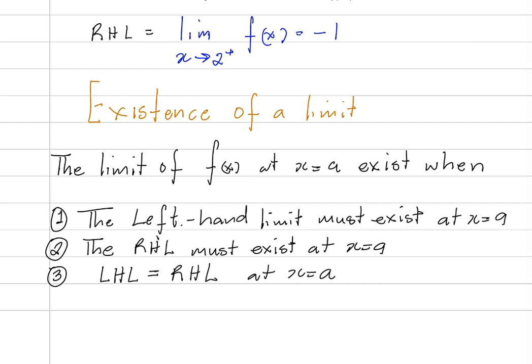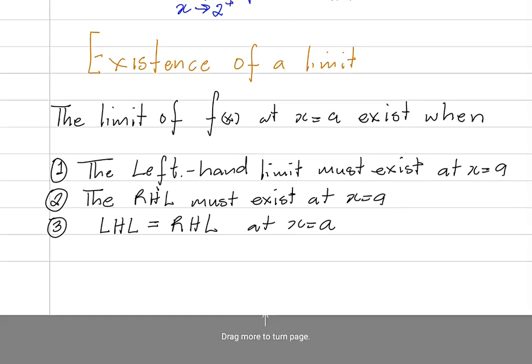So for a limit to exist, the left hand limit must exist and the right hand limit must exist. And the left hand limit at x is equal to a must be equal to the right hand limit at x is equal to a.